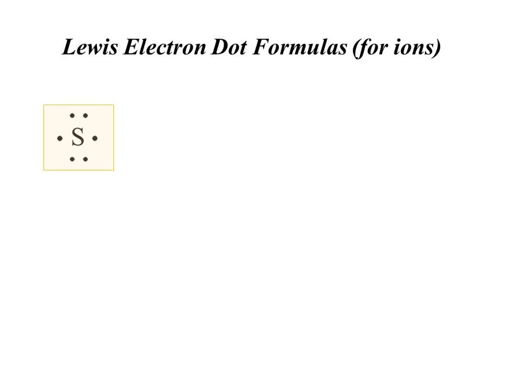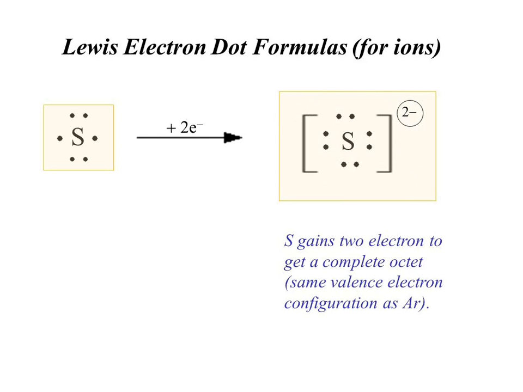All right. Sulfur. I don't even look at the periodic table. What do you think? 6 dots, 6A? Yep. So to get a complete octet, gain 2 electrons, exactly. And this is what it looks like, this is its ion form, sulfur.